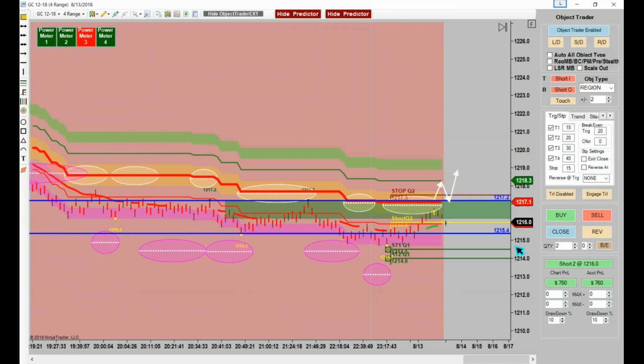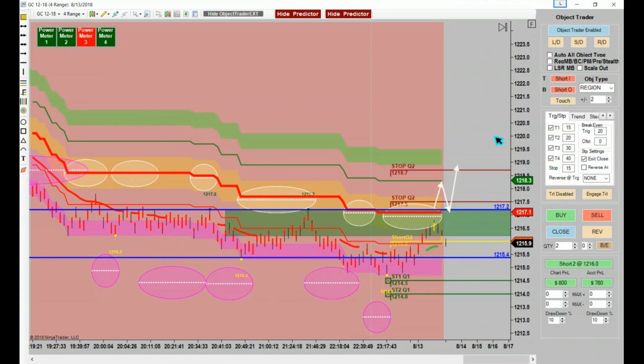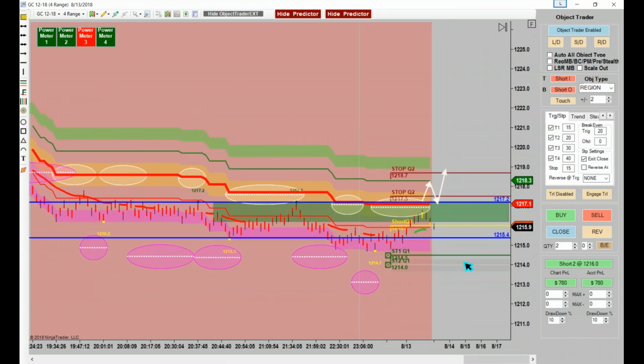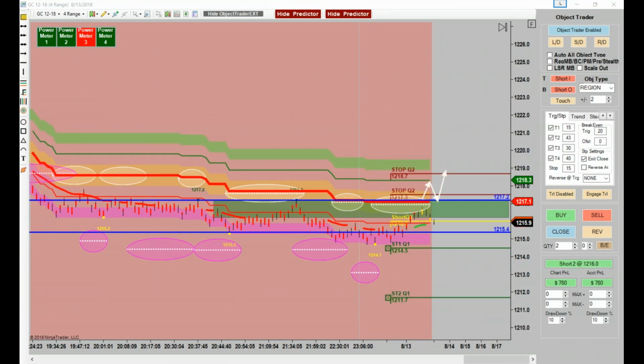And what you can actually do, of course, is just simply ride your runner. I'd leave my stop about where it's at, put it on exit on close just in case, because you don't want them just to wick you out. And I'd probably put a runner. And let's just see if we can get something on this. I'll fast forward a little bit.